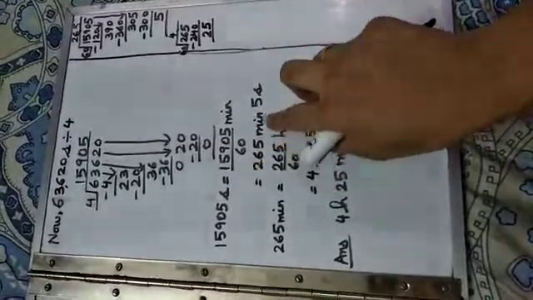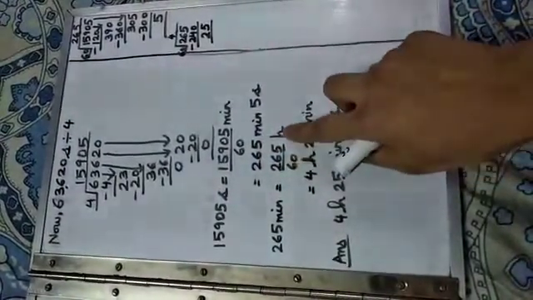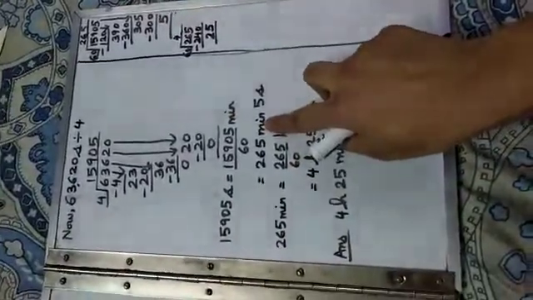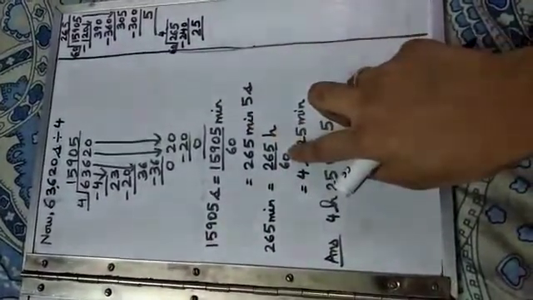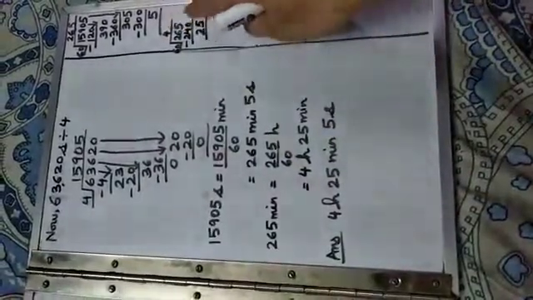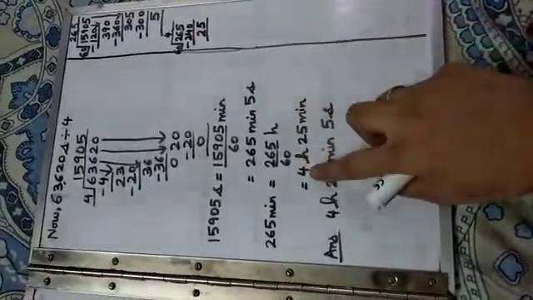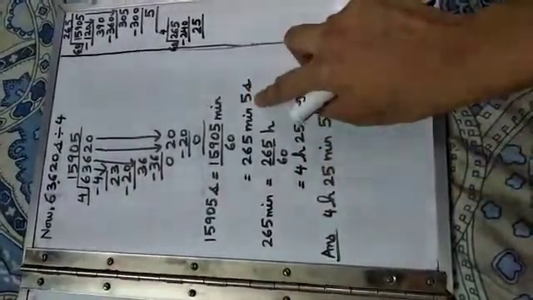Now this minute is more than 59 or 60, so it will again be converted into hour. When a smaller unit is converted into a bigger unit, we divide. So we have divided and got 4 hour and 25 minutes. See, 4 hour 25 minutes. So final answer is 4 hour 25 minutes and 5 seconds.